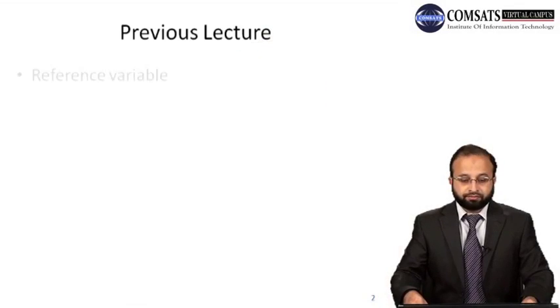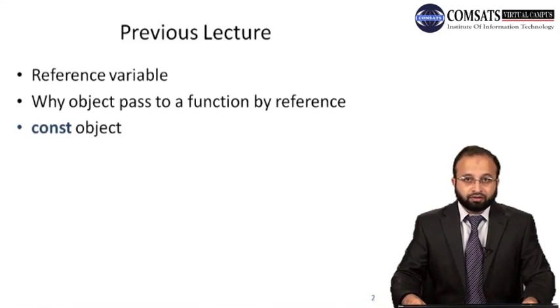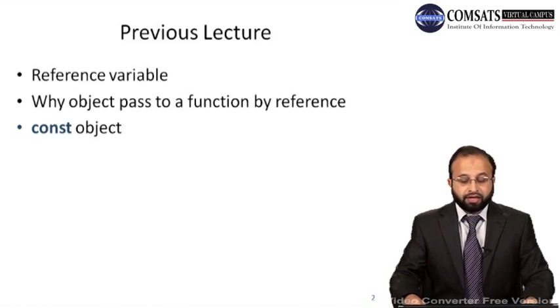In the previous lecture, we have seen reference variables and why objects are passed to a function by reference. I have shown you the example firstly with the simple reference variable, then passing a reference variable to a function, and then we have seen what is the benefit we are getting from passing the reference of an object to a function. If you remember the distance class, we have an add_dist function where we are passing the reference of the distance object to that function and making that object a constant object. We have discussed this in detail in the last lecture, that why that reference should be constant.